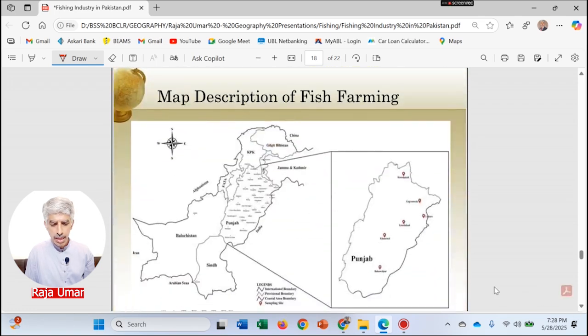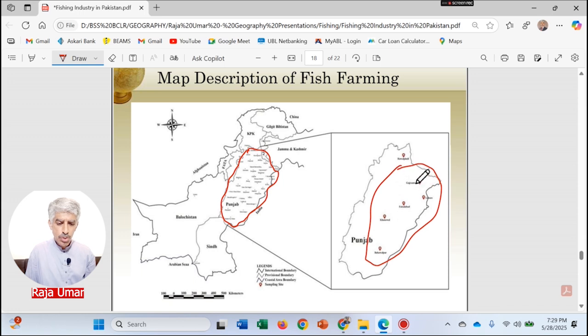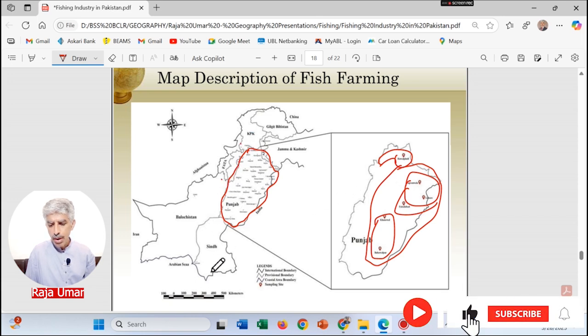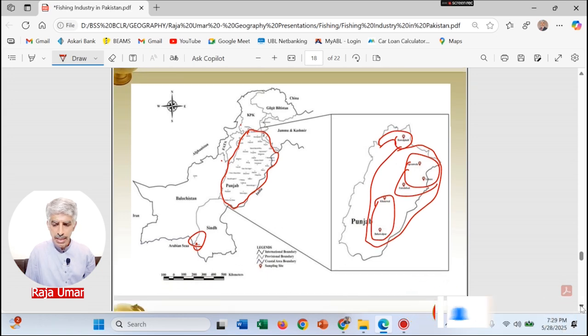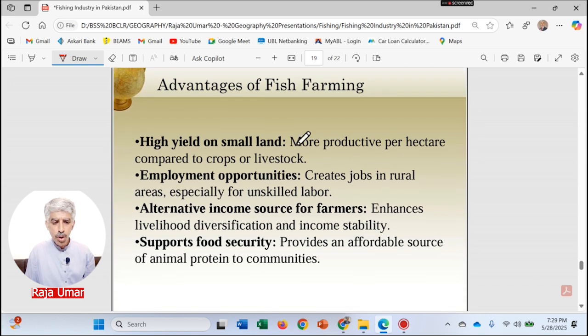So here are the two maps. One is of Punjab, and you can see that in many areas of Punjab in this map, fish farming is being practiced. So you can see here the central Punjab region, here we have the South Punjab region, and over here the northern Punjab region. Alongside, you can see that in Khyber Pakhtunkhwa, and over here in the Sindh region as well, fish farming is being practiced.